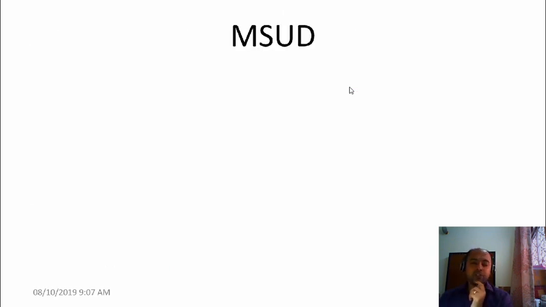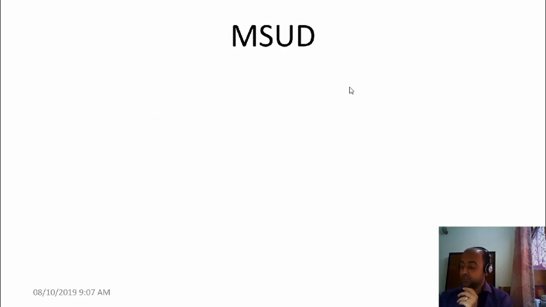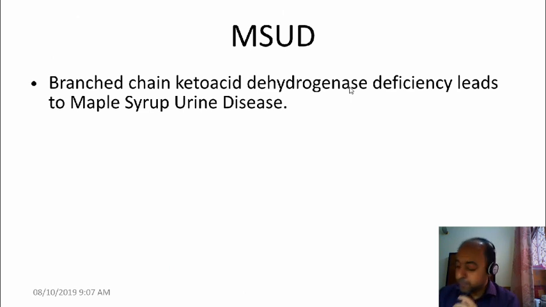Maple syrup urine disease is due to deficiency of an enzyme complex which we have talked about previously, and the name of that complex is the branched chain keto acid dehydrogenase, the enzyme which is similar to PDH. If you recall, when we were talking about PDH, we had mentioned the name of this enzyme. Deficiency of the branched chain keto acid dehydrogenase gives rise to maple syrup urine disease.